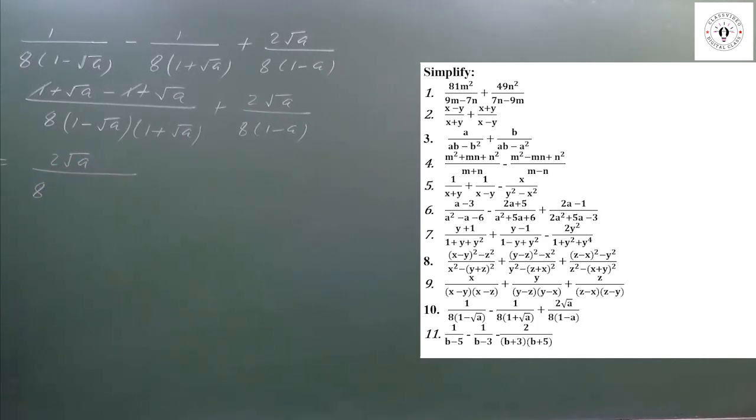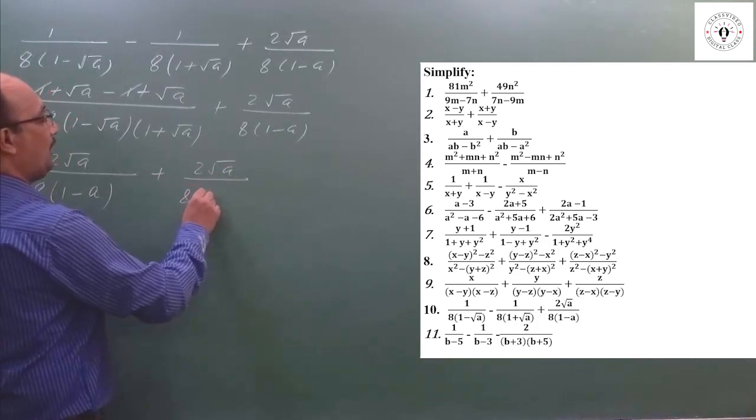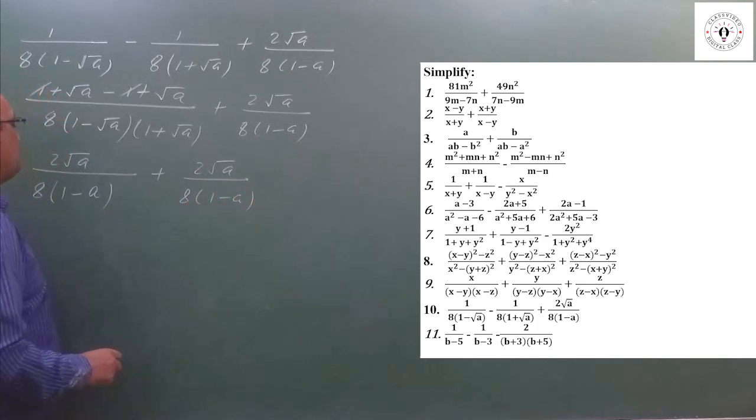Now, if you consider 1 as a and root a as b, then this is in the form of a minus b into a plus b, which is the formula of a square minus b square. a square means 1, minus b square means root a square is a, plus 2 times root a upon 8 times 1 minus a is the same.